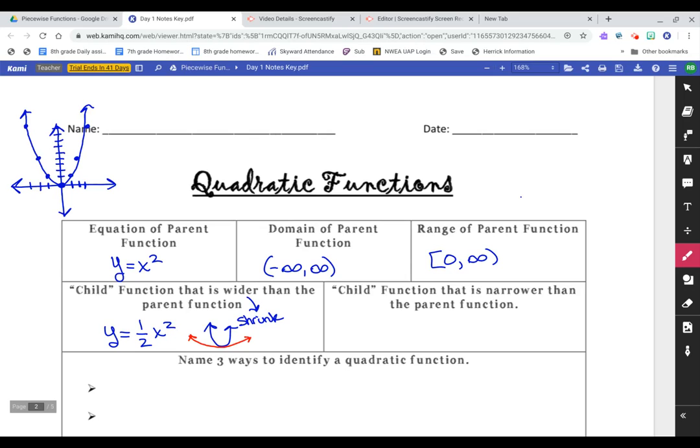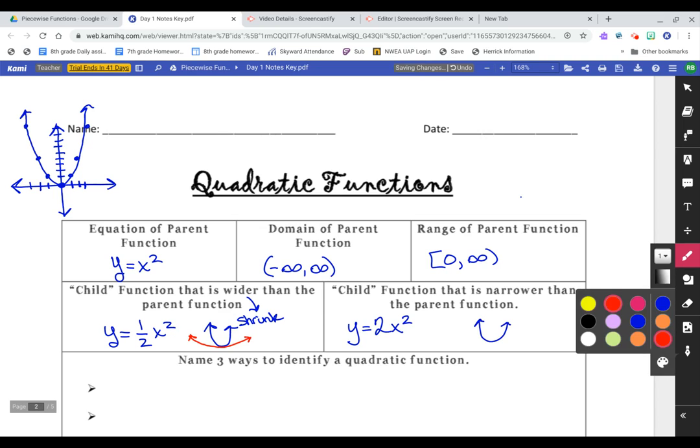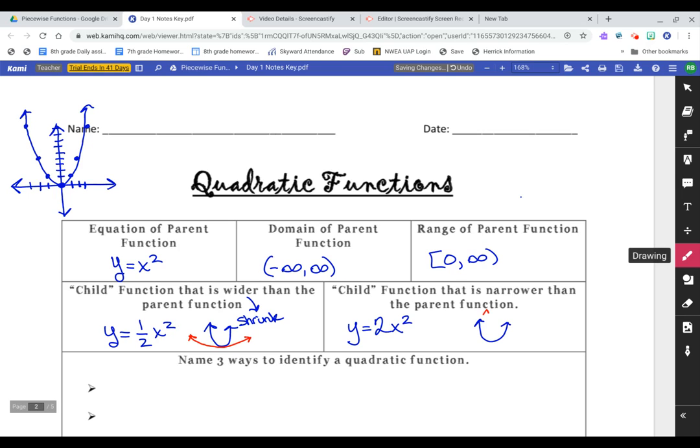Okay? We want to take this function and make it narrower, then we would multiply the x squared by a number greater than 1. So let's just multiply it by 2. And if this was your parent function, what's going to happen is that your vertical jumps are going to go up by 2 times the amount they normally would. So this is called a vertical stretch.